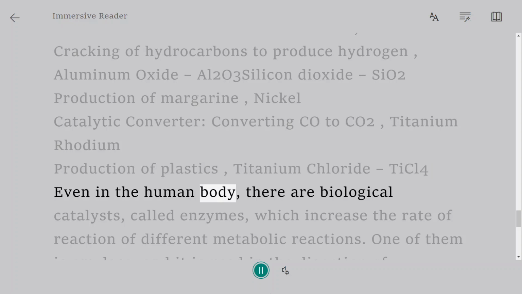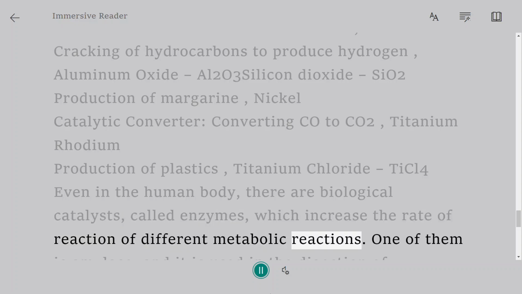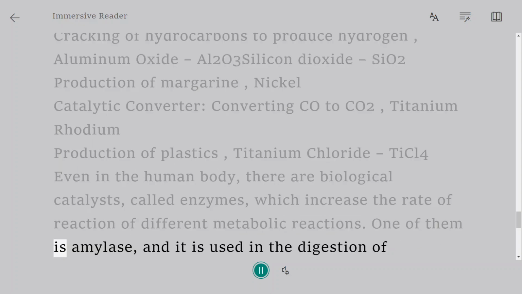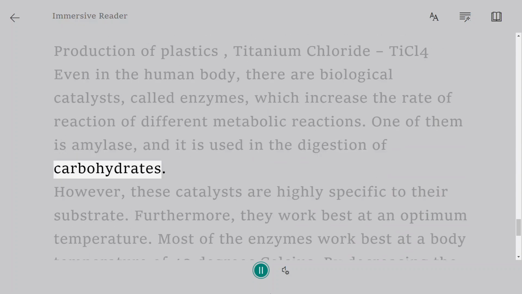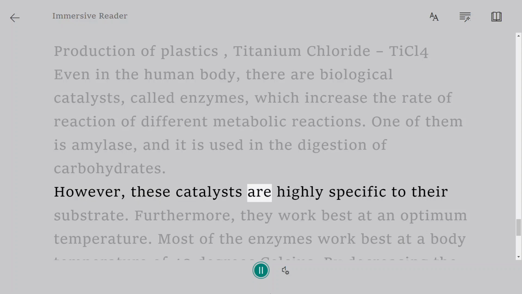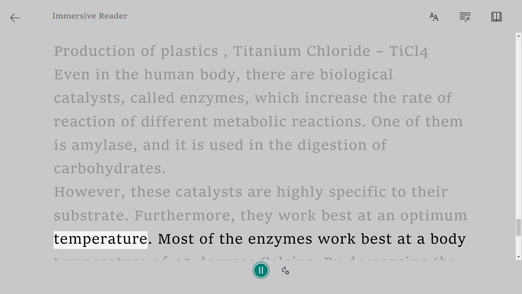Even in the human body, there are biological catalysts, called enzymes, which increase the rate of reaction of different metabolic reactions. One of them is amylase, and it is used in the digestion of carbohydrates. However, these catalysts are highly specific to their substrate. Furthermore, they work best at an optimum temperature.